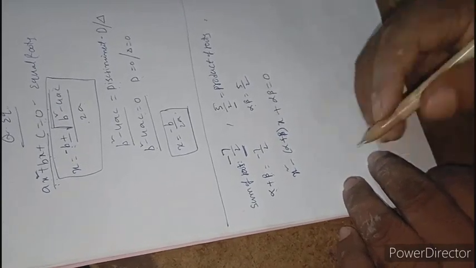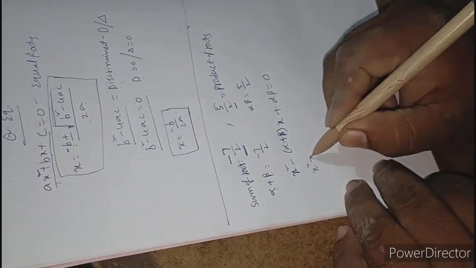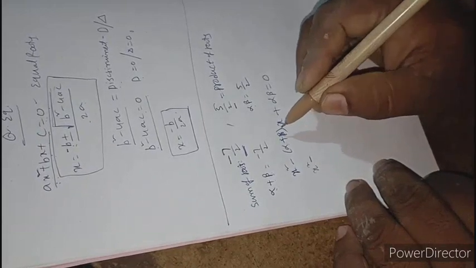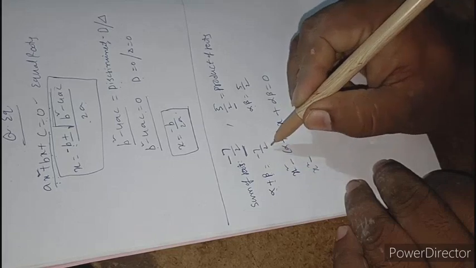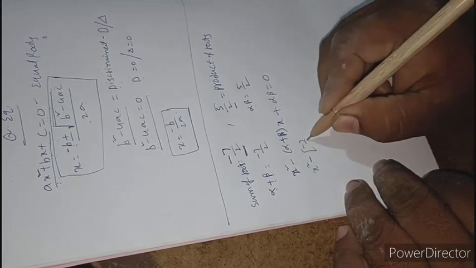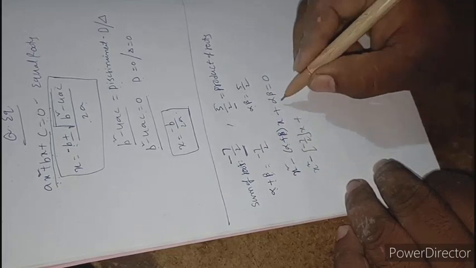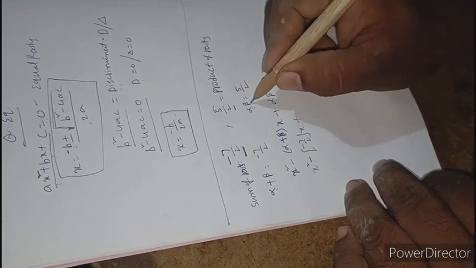Okay, x square minus alpha plus beta. What is alpha plus beta? Minus 7 by 2, into x, plus alpha beta. What is alpha into beta? 5 by 2.